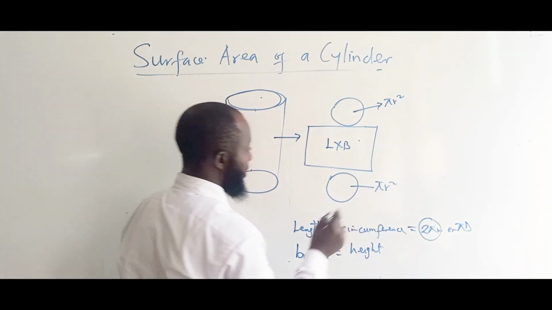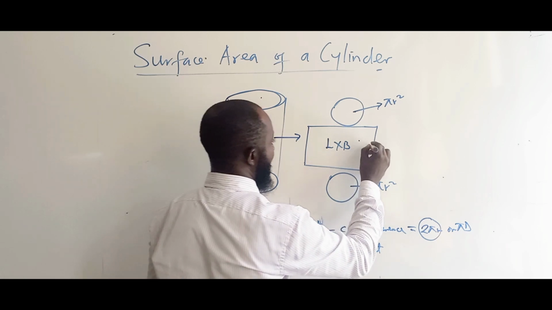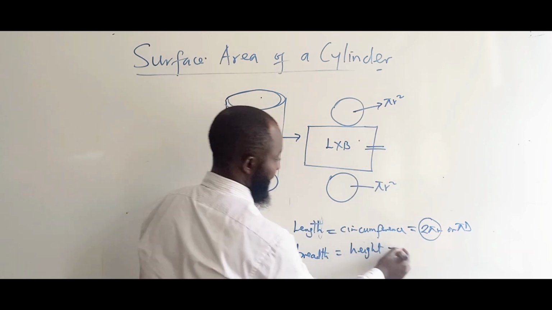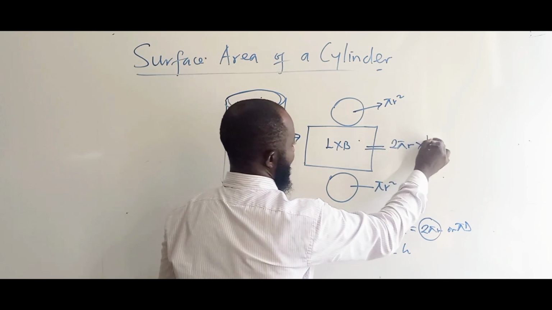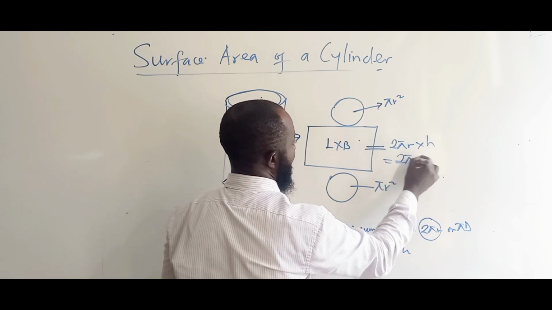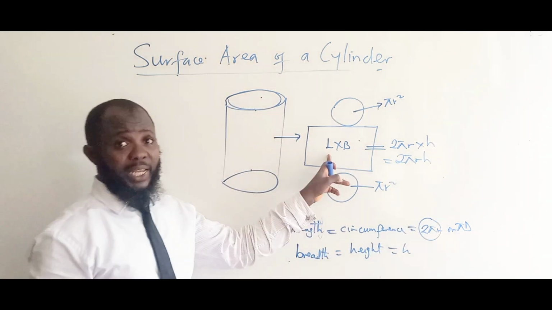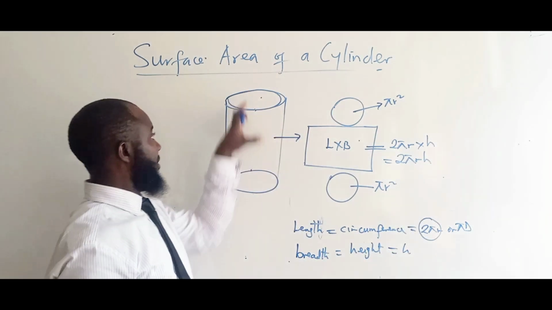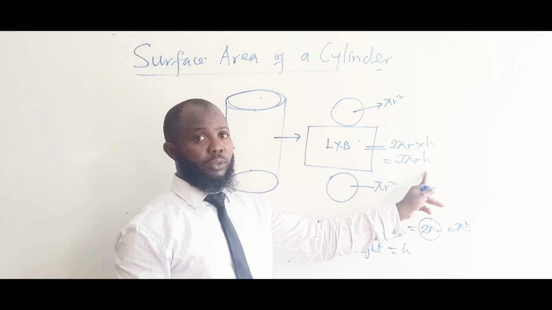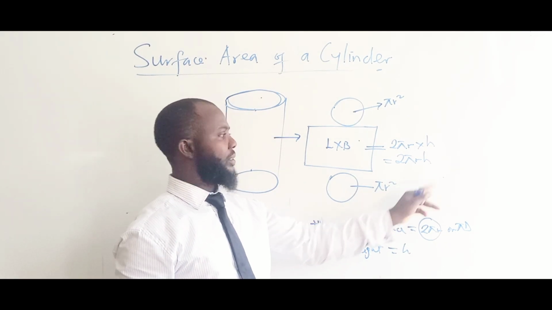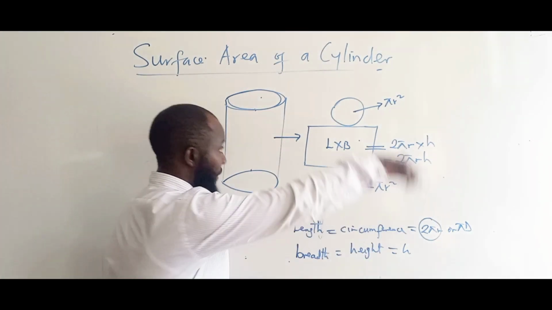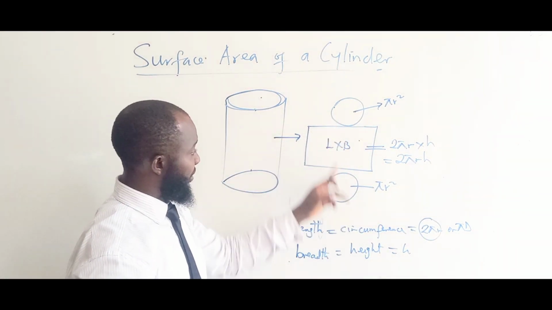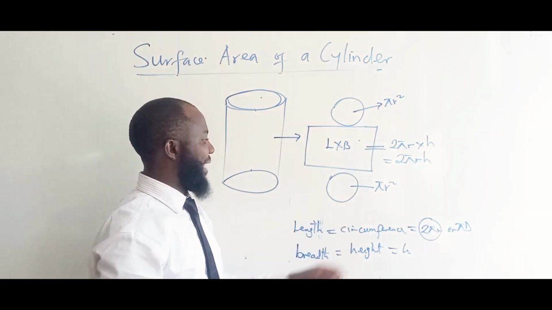So we can conclude that the area of this rectangle, this is the height, is 2 pi r times what? Height. That gives us 2 pi r h. That's the area of the curved part of this cylinder: 2 pi r h. Everyone making sense? So we want to get the total surface area. The faces we have, there are 3 faces, this, and this. We need to add everything together.